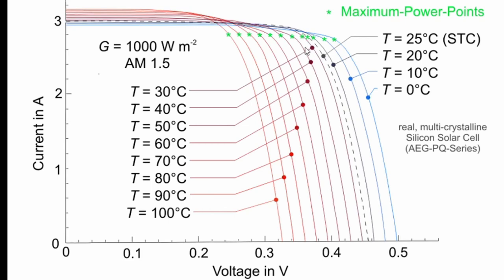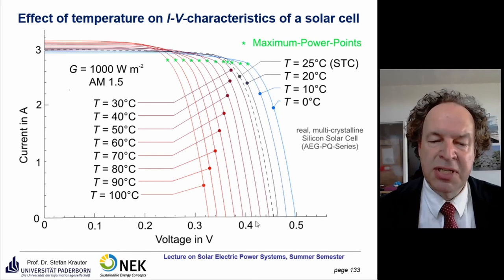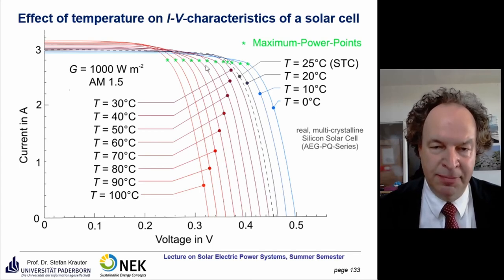In general, you can see that the temperature increase causes a loss in voltage, which is in the vicinity of minus 0.4% per Kelvin. That means that at 10 degrees of temperature increase, you lose about 4% in voltage, but also in power output.